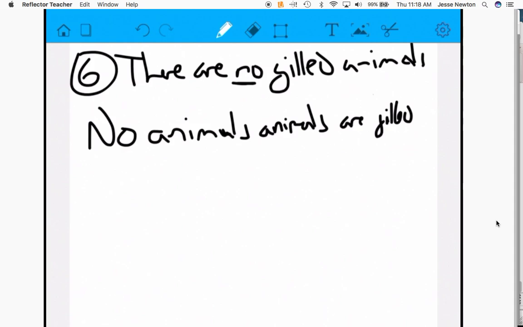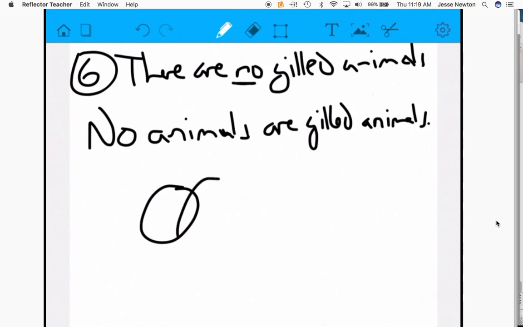And you could name a lot of different things you want. Oh, no wonder I'm running out of room. I just noticed I wrote the word animals twice. Some of you are just sitting there laughing at me. We could say a lot of different things, but I'm just going to say animals here. We could say no animals are gilled things, no animals are gilled creatures, no animals are gilled objects. I'm just going to say no animals are gilled animals.